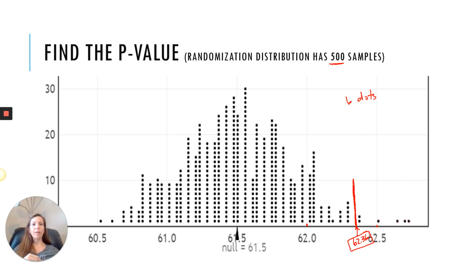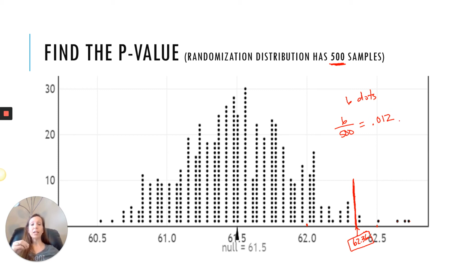I know I have 500 total samples. So my tail proportion, or the proportion of values that are higher than my value here, is going to be 6 over 500, which is 0.012. Now, here's where that distinction between a one-sided and a two-sided test becomes really important.